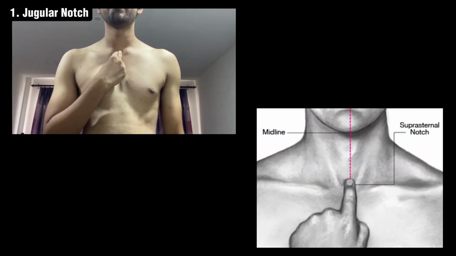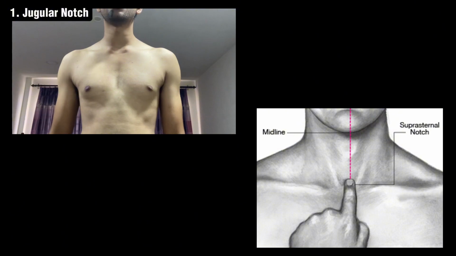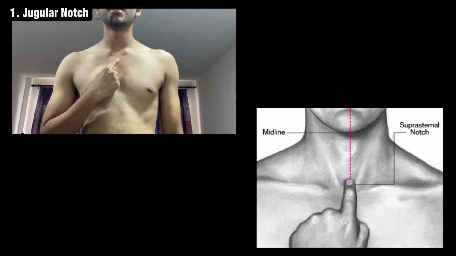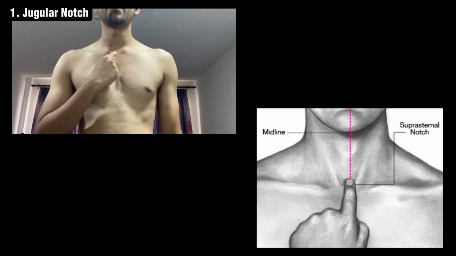At the middle of the pectoral region, right above the sternum, lies a notch which is highly palpable. And this notch is called the jugular notch. It is also called the suprasternal notch because the notch lies above the sternum.